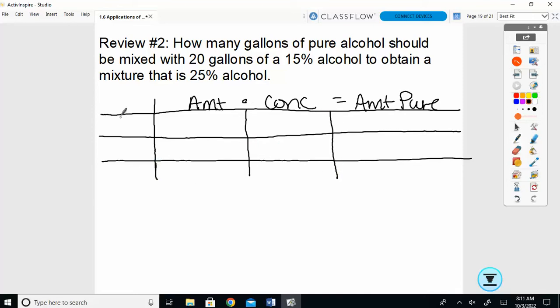And you can call your rows whatever you want. The most generic option is first, second, total. You can be more specific if you like.